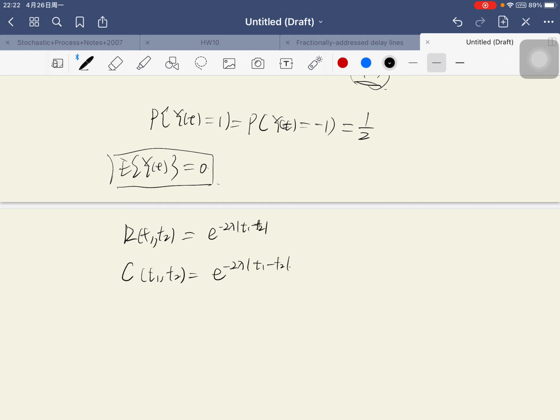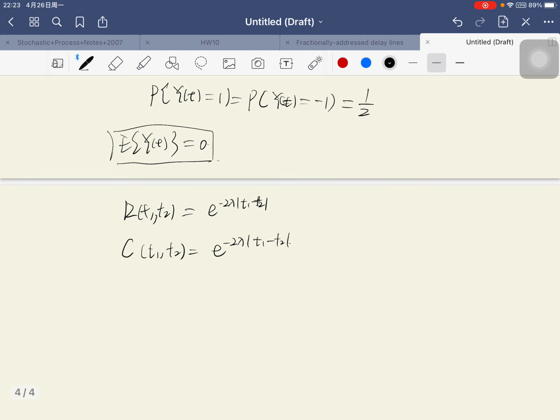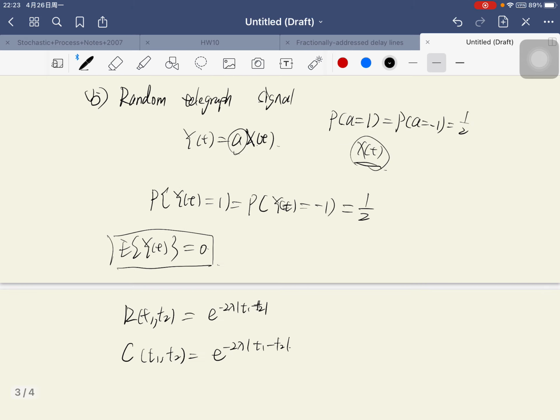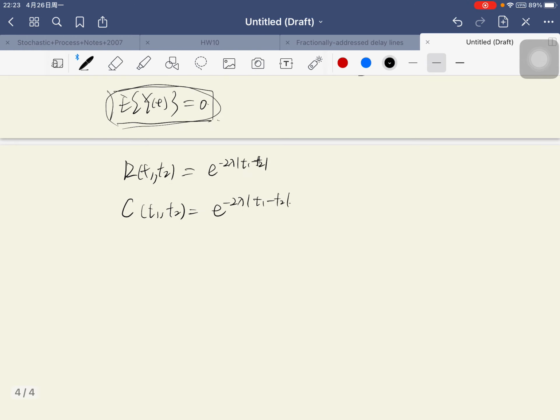And for this process, we know that the probability of Y(t) being 1 or minus 1 is equal to half, and we will guess that Y(t) may be a strict-sense stationary process, because the expected value of Y(t) is equal to 0. It's a constant.